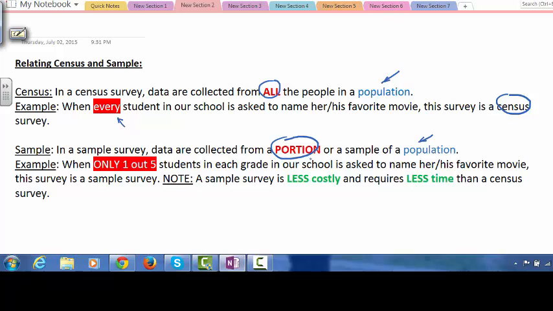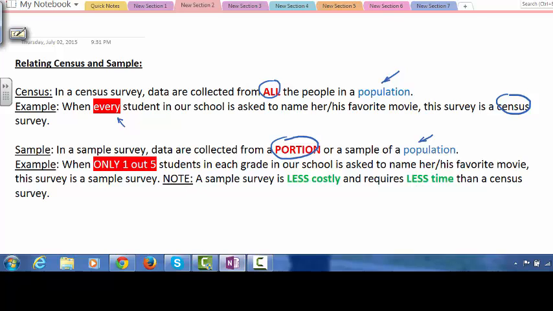So when only 1 out of 5 students in each grade in our school is asked to name her or his favorite movie, this survey is a sample survey. As you can see, the 1 out of 5 means not every student. That's why we call it a sample survey.